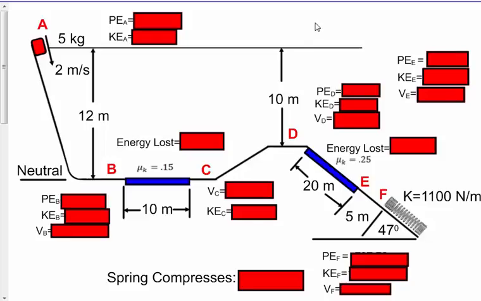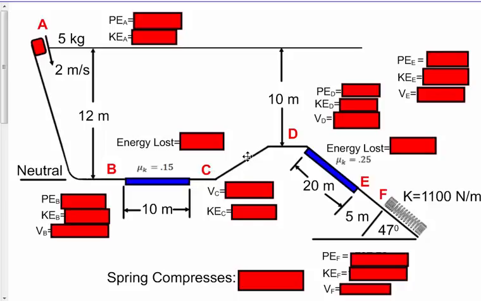This is Dr. Holt. In this video, I've created a system that has a mass with an initial velocity of 5 kilograms. Now this mass is going to slide down a frictionless surface until it comes to a location of B. Then it's going to encounter a frictional surface where the kinetic coefficient is 0.15. It's going to slide across a 10-meter surface. It's going to come across to C.